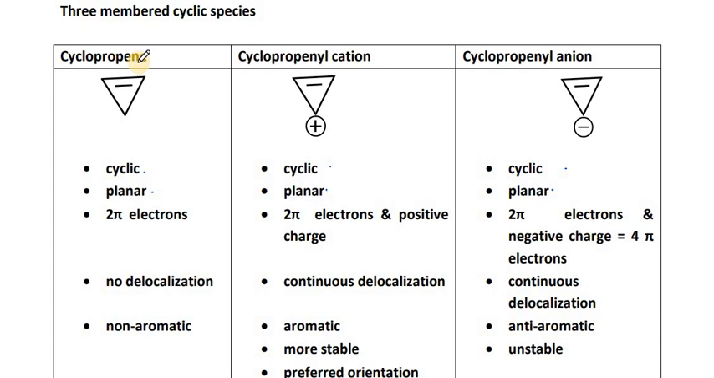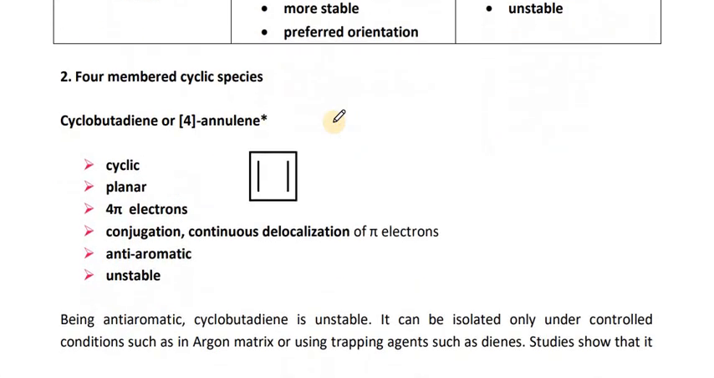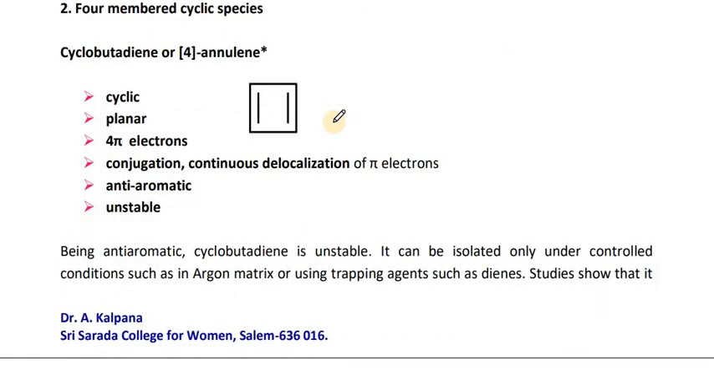Therefore, in 3-membered species, cyclopropenyl cation is more stable and aromatic. Coming to 4-membered cyclic species, let us take cyclobutadiene or 4-annulene. It is a 4-carbon ring with 2 double bonds, alternating single and double bonds. The molecule seems to be cyclic, planar, and it has 4 pi electrons.